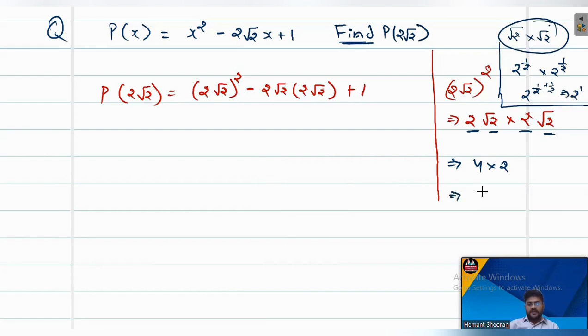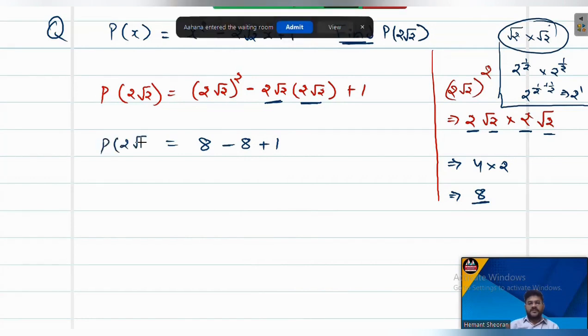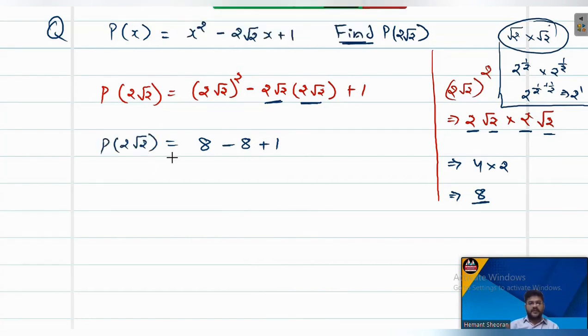So we get an 8 at the end. So you can say this 2 root 2 whole square is 8. And this 2 root 2 times 2 root 2 is again an 8. And plus 1 we have. So what answer will you get at the end? 8 minus 8 is 0, plus 1, so just a 1. So P of 2 root 2 comes out to be a 1.